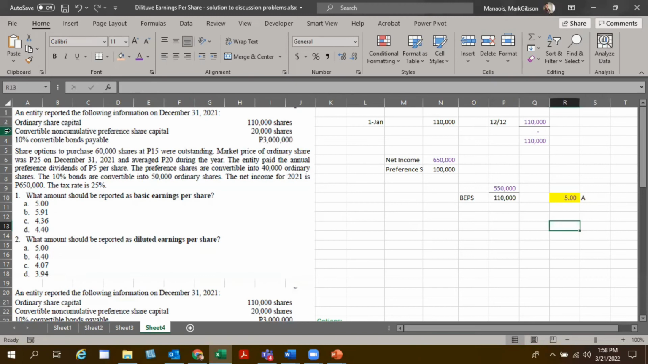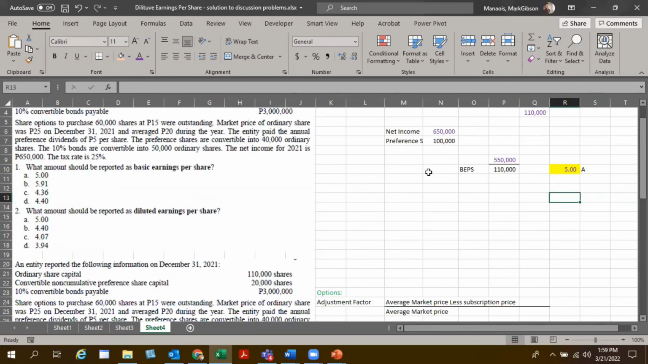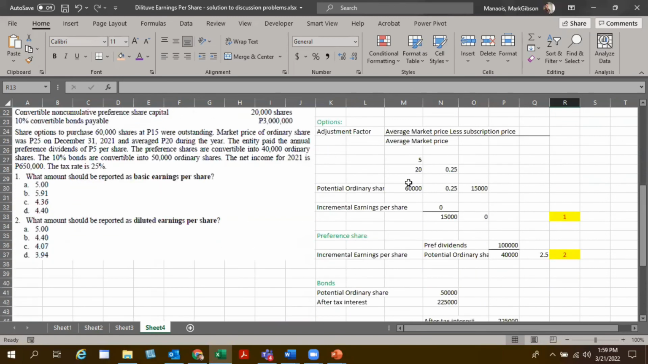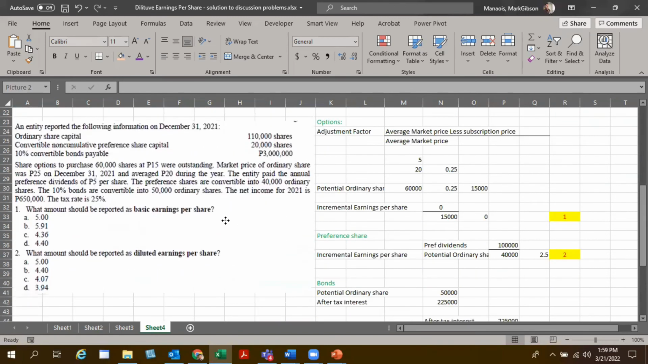Ulitin ko yun ha. There's no mention kasi na itong convertible preference shares were converted. Hindi rin naman na-convert yung bonds payable. Hindi rin naman in-exercise yung share options. So, dahil wala yung mga information na yun, wala tayong ibang kailangang i-calculate for the weighted average number of shares outstanding for the purpose of calculating your basic earnings per share. It's different now to compute for your diluted earnings per share. Unahin na natin yung share options.